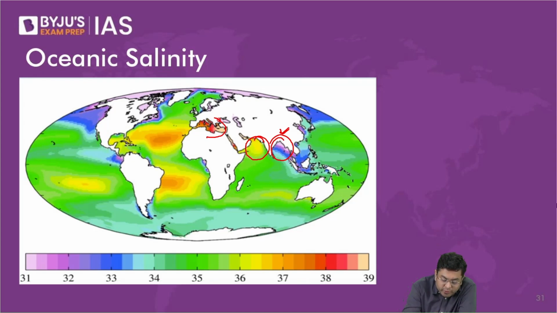Now, over the region of the Mediterranean also, salinity is very high. What do you think is the reason for that? Why is salinity higher in the region of the Mediterranean? Good.